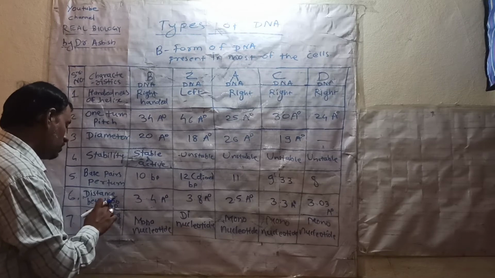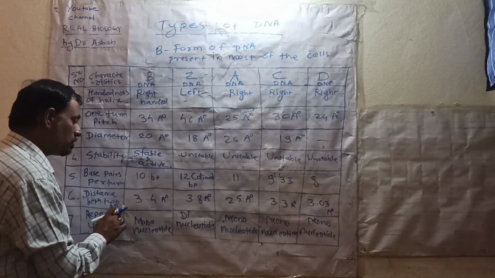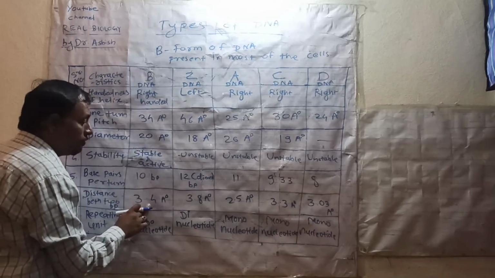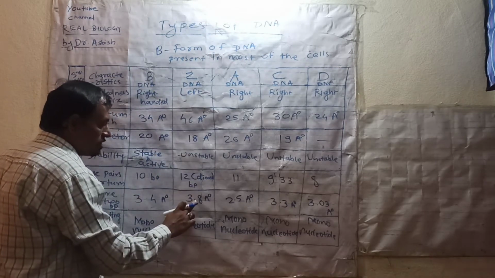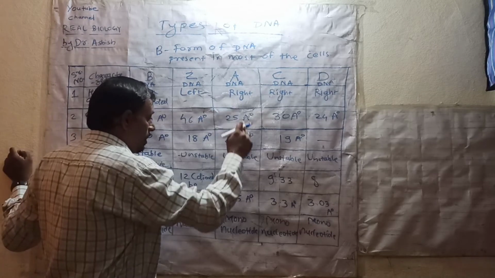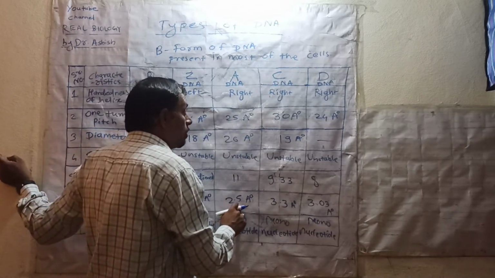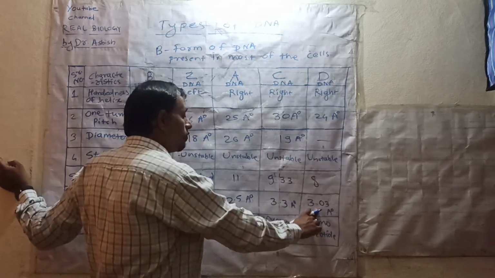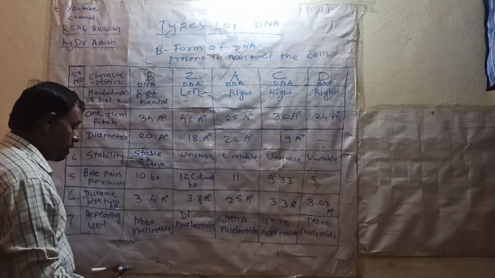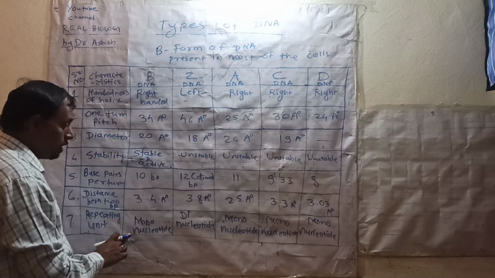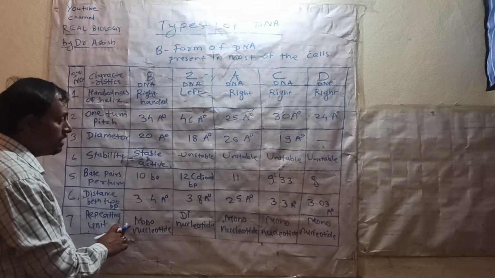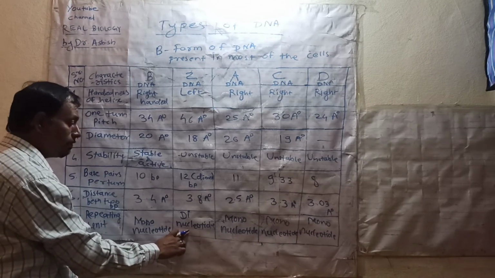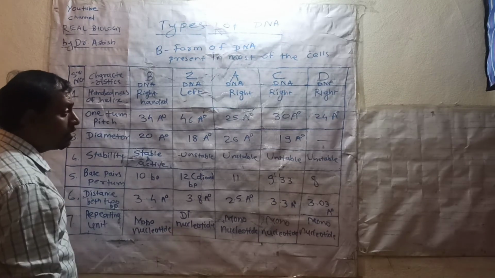Next, let's see the distance between two base pairs. How much is the distance between two base pairs in B form of DNA? It is 3.4 angstrom. In Z DNA it is 3.8 angstrom, in A DNA it is 2.5 angstrom, in C form of DNA it is 3.3 angstrom, and in D form of DNA it is 3.03 angstrom. Let's see the repeating unit. In all DNAs, the repeating unit is a mononucleotide except Z DNA. In Z DNA, the repeating unit is a dinucleotide.